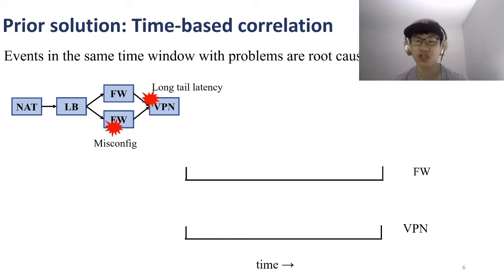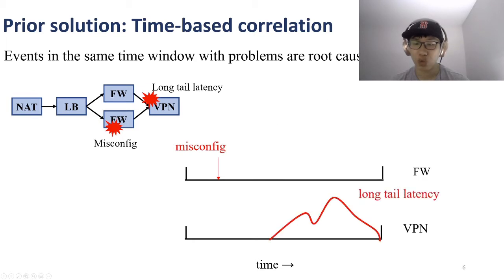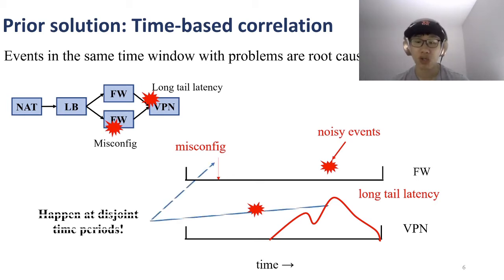Let's use the previous example to show this. Here we show a timeline of different events in the above example. In the beginning, a misconfiguration in the firewall is triggered at this time, and the VPN starts to suffer from long latency during this time period. In the meanwhile, there were also some irrelevant microsecond level noisy events. As we can see, the misconfiguration and the latency problem happen at disjoint time periods.